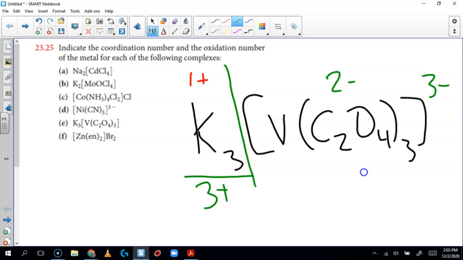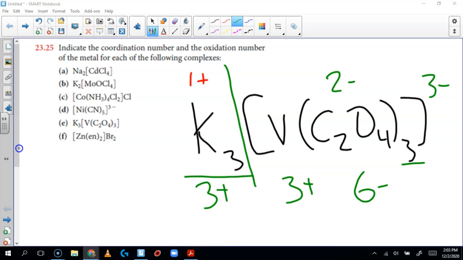minus, so that makes this 6 minus because there's 3 of them. So how can 6 minus equal 3 minus? Because this is going to be a 3 plus. Okay, so the oxidation number is a 3 plus in vanadium in this compound.